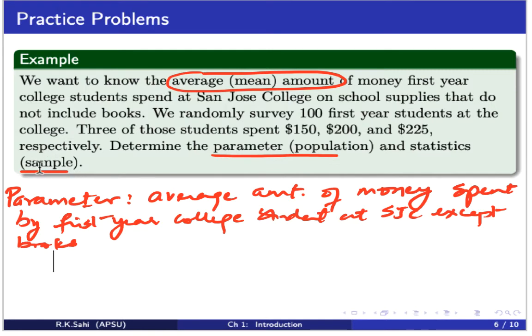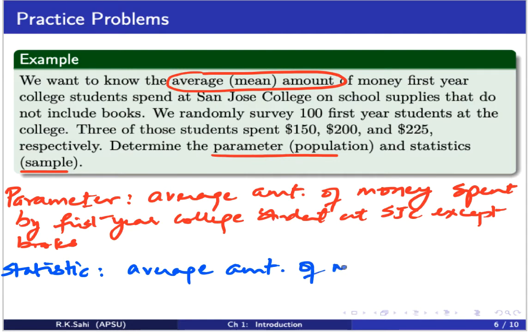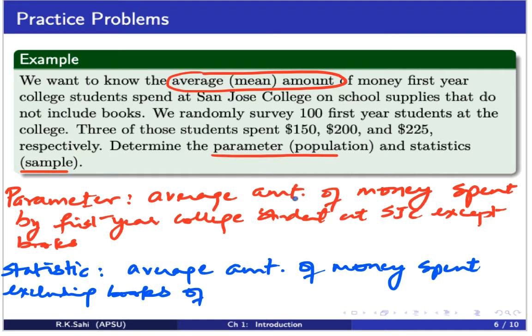Now remember, a statistic is related to the numerical summary of the sample. So in our case, what is the statistic? Again, it's going to be the average amount. So the statistic is the average amount of money spent, excluding books, of the 100 first-year students here.